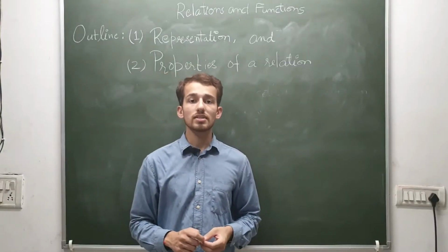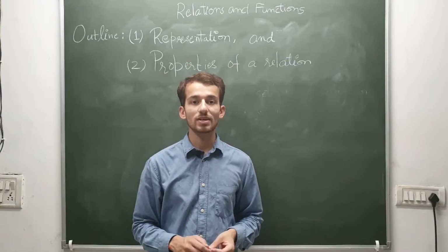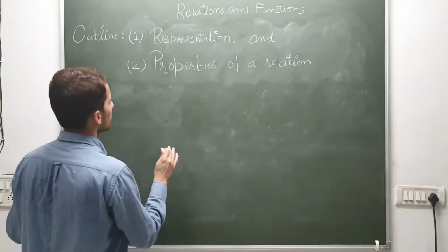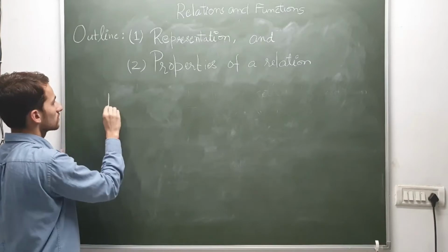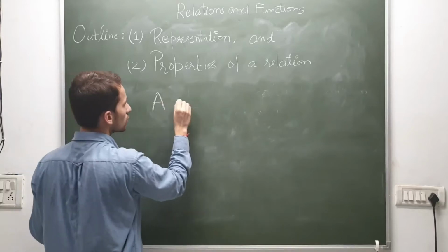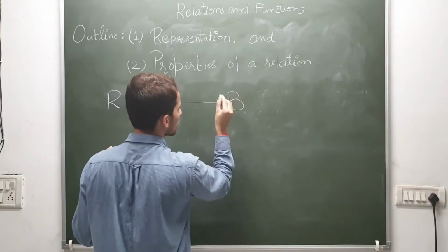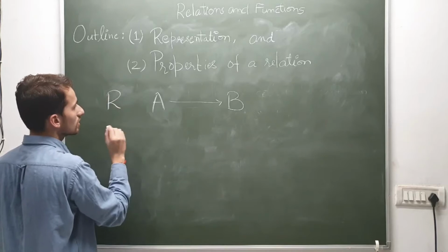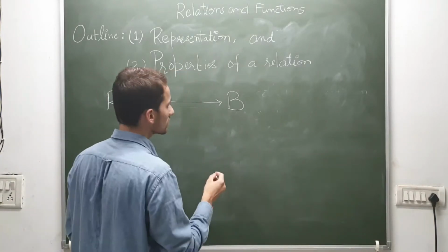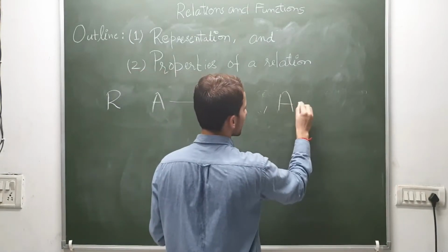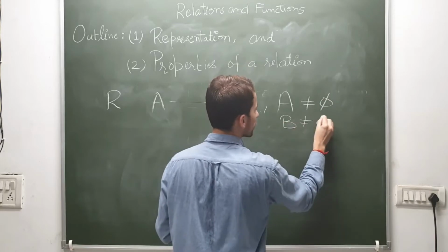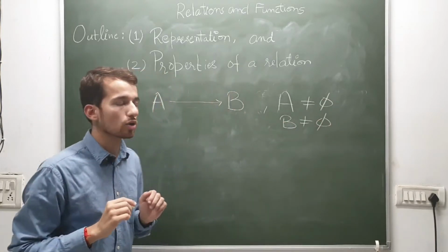We'll first try to understand the second point of the outline, that is, what are the possible properties of a relation. So suppose that we are given a relation R from a set A to a set B. How is this relation defined? These are the two sets, and I am making an assumption that A is not equal to phi and B is not equal to phi. Fine, I am assuming they both are not empty.